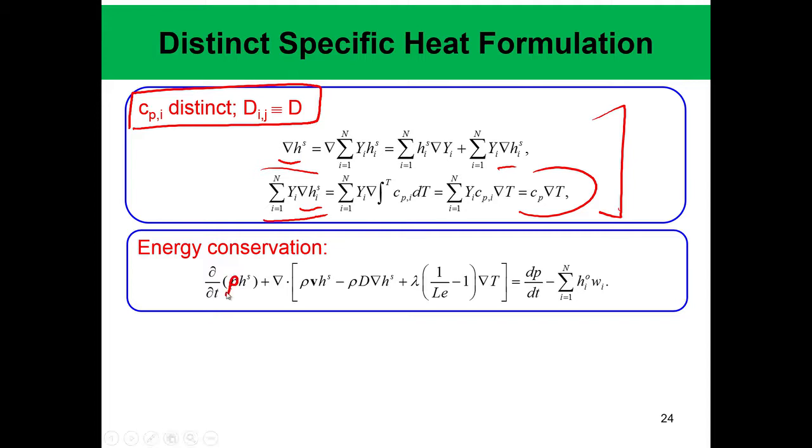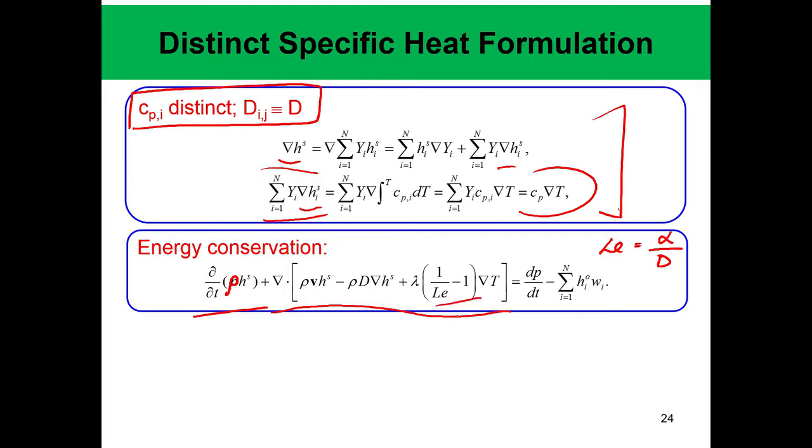This is essentially density, and this is the equation that we get: d(rho hs)/dt plus divergence of (rho v hs minus rho D gradient of hs). Here we see a Lewis number coming. Lewis number is nothing but thermal diffusivity divided by the species diffusivity. Okay, so this is the thing that we get.